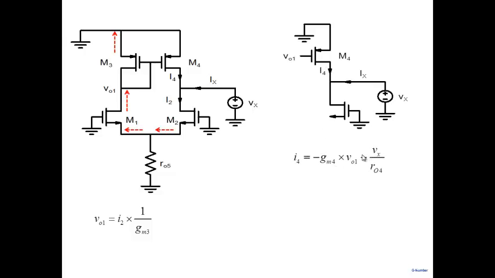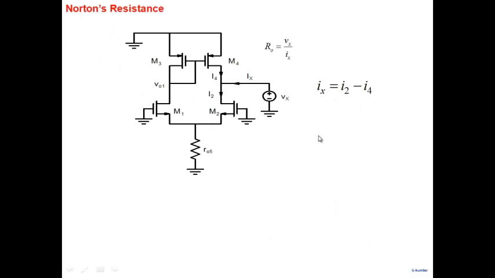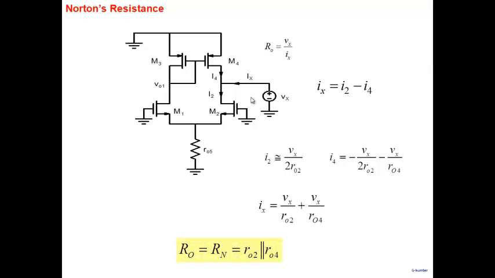I4 has two parts. One is GM times VGS, and the other one is Vx by R04. So now you take V01 from here, plug it here, and after simplification, one can show that Ix is given by, it appears as if the R0 here and the R0 here are in parallel. So Norton's resistance comes out to be R02 parallel R04. After that it is only algebra. I've given you I2 and I4. It's just simplifying, putting it together, and it shows that the resistance looking from here is R02 parallel R04.